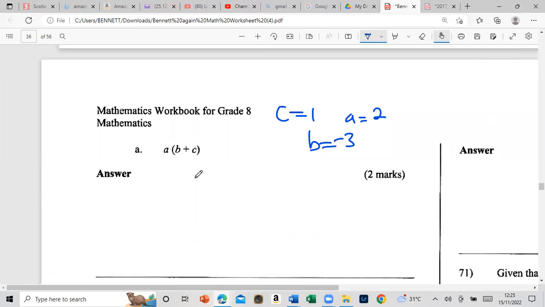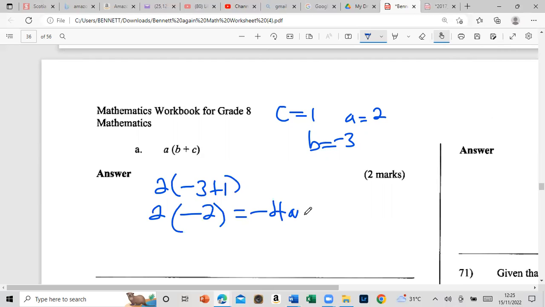So A is outside. B plus C, so that's negative 3 plus 1. Work the bracket first. Negative 3 plus 1, 3 is bigger, so we subtract and then we multiply by 2. That is equal to negative 4. 2 marks for that in CSEC. It's not hard, guys. It's not hard.